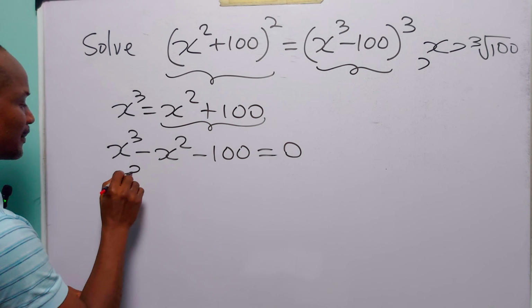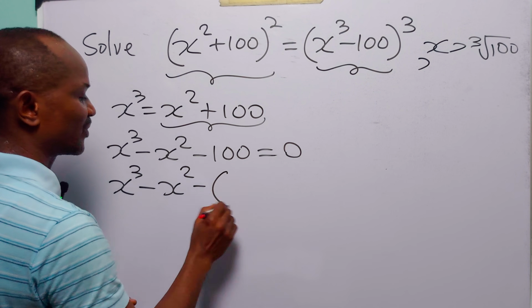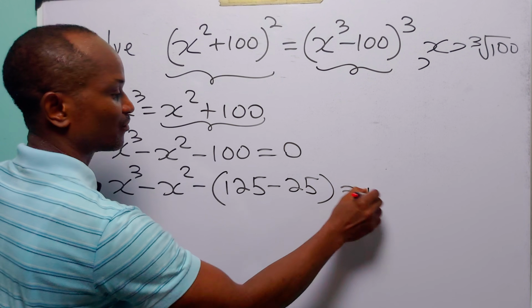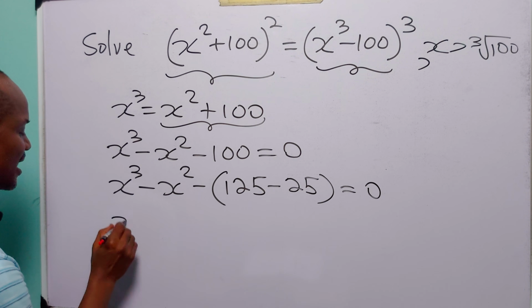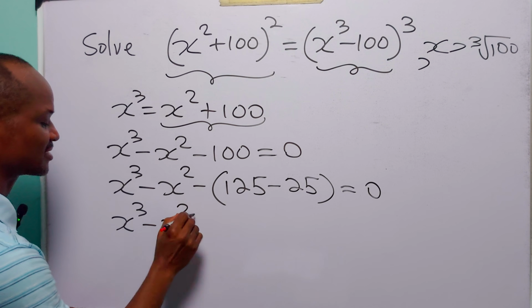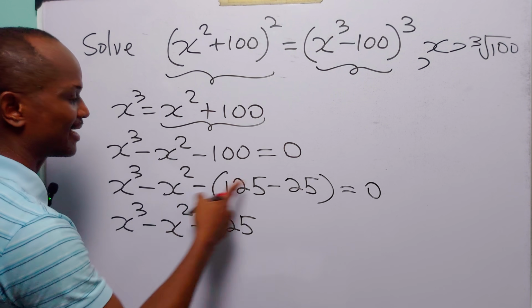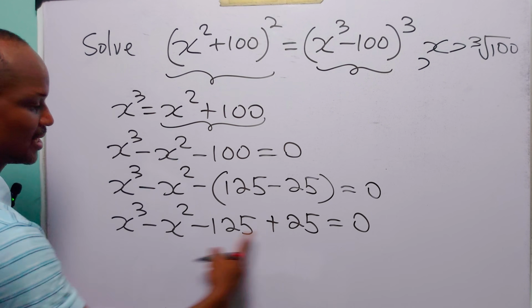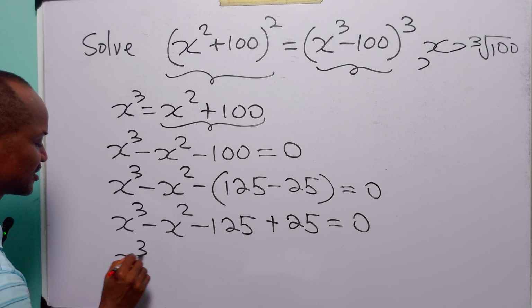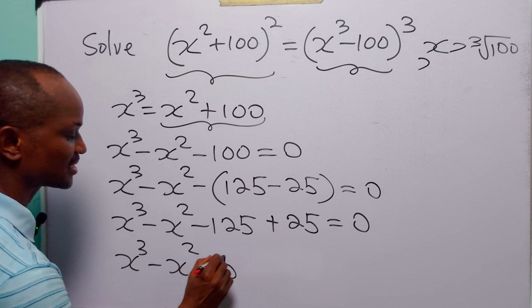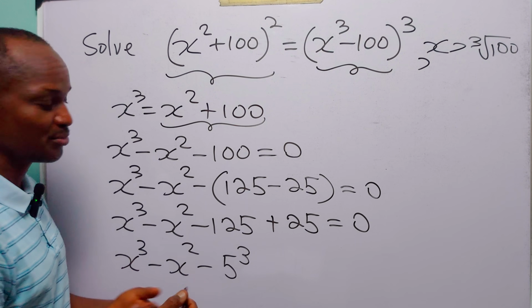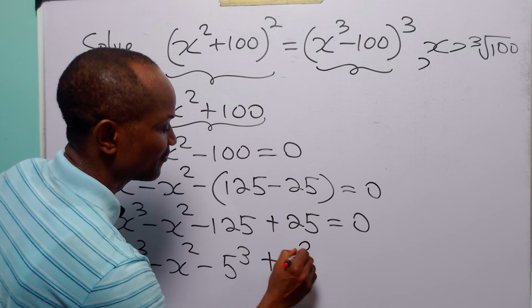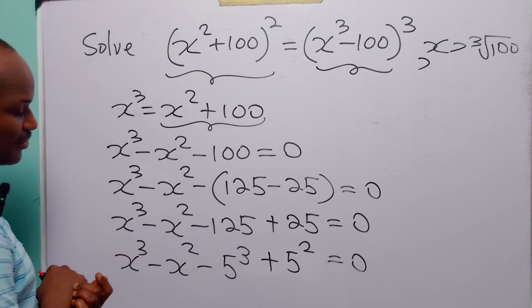Now, let us break up this constant term. We know that 100 is 125 minus 25. Opening this bracket, we have x cubed minus x squared minus 125 plus 25 is equal to 0. Now we can write this equation as x cubed minus x squared minus 5 to the third power, because 5 cubed is equal to 125, plus 5 squared is equal to 0.